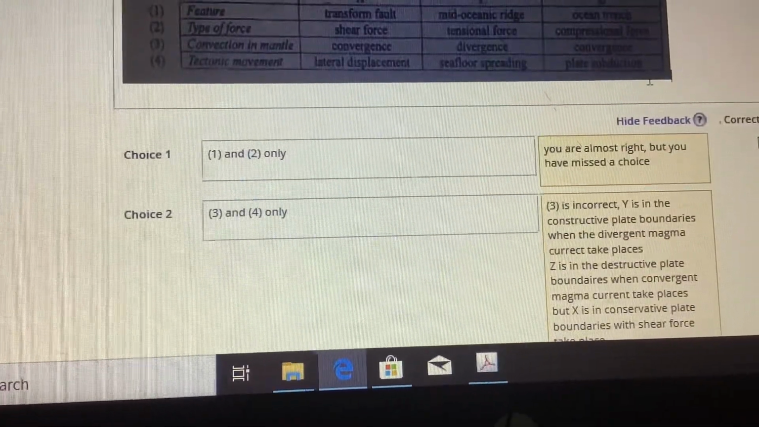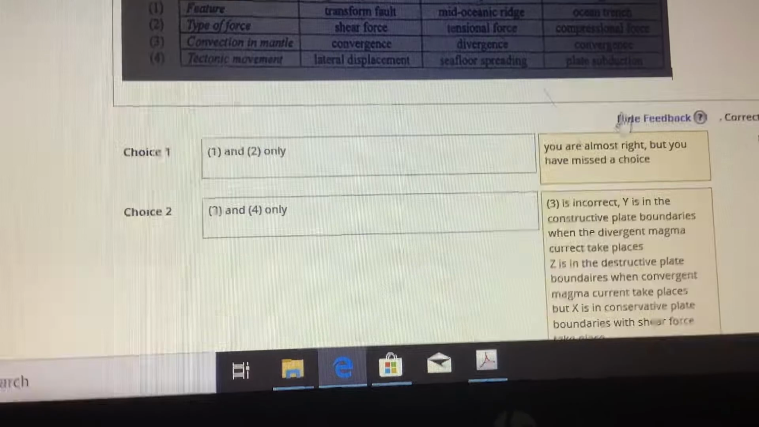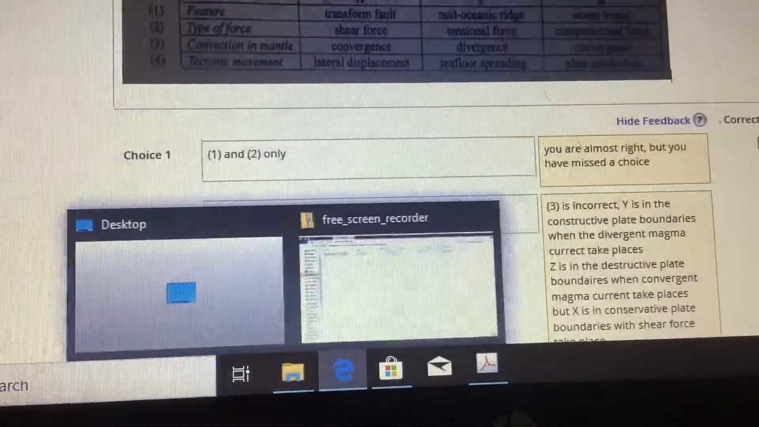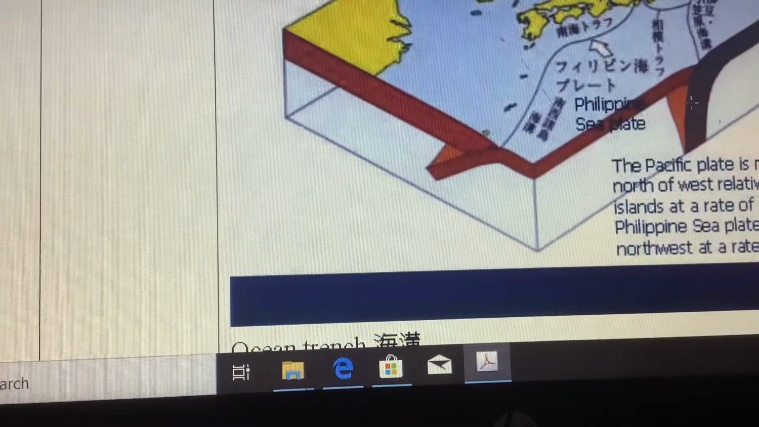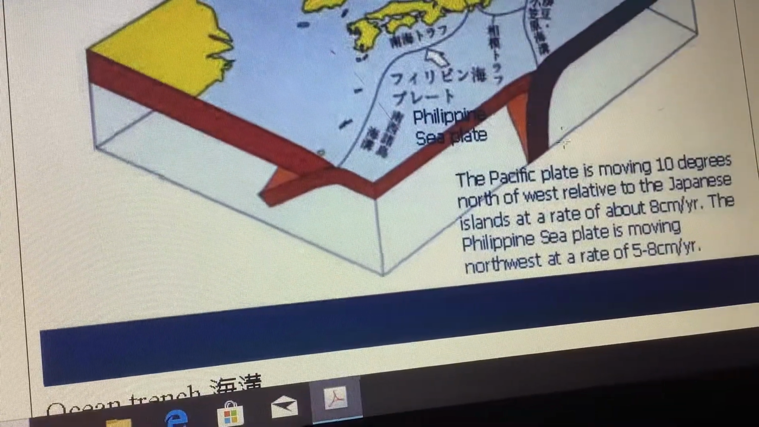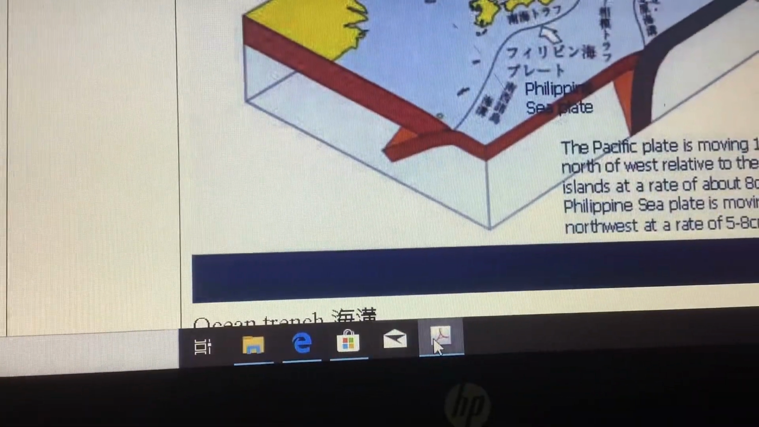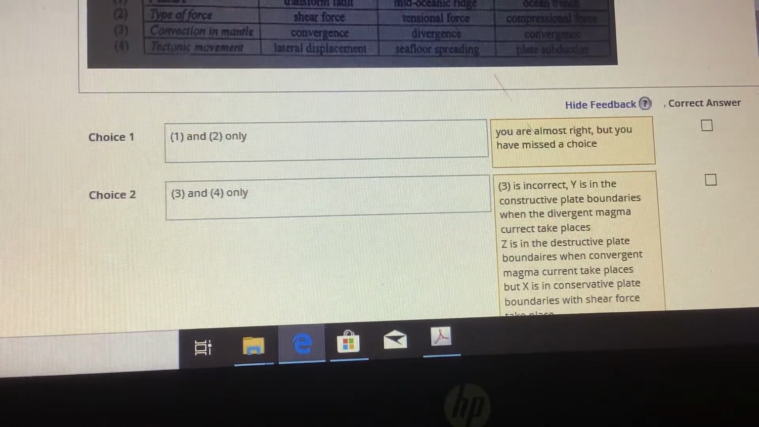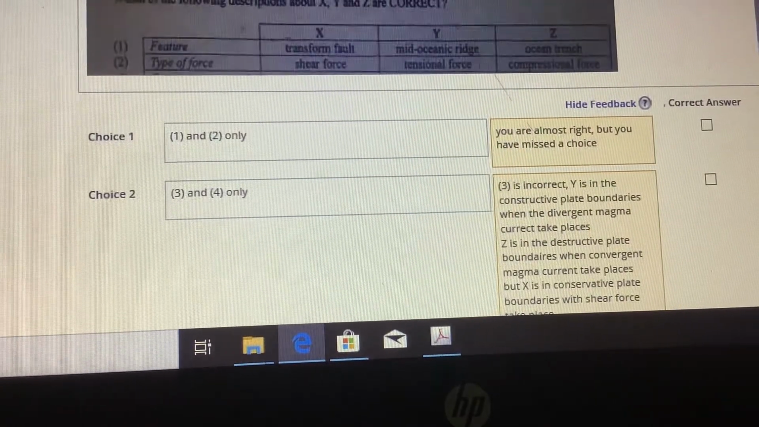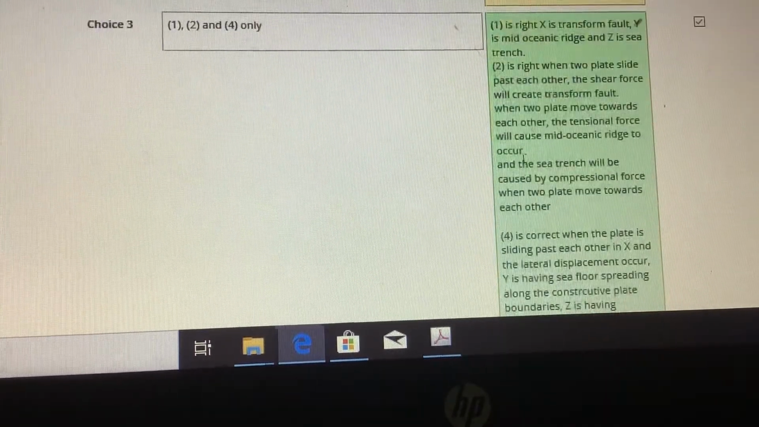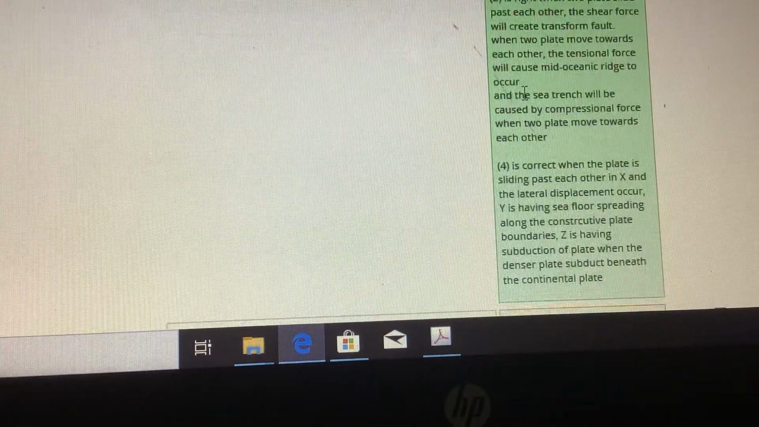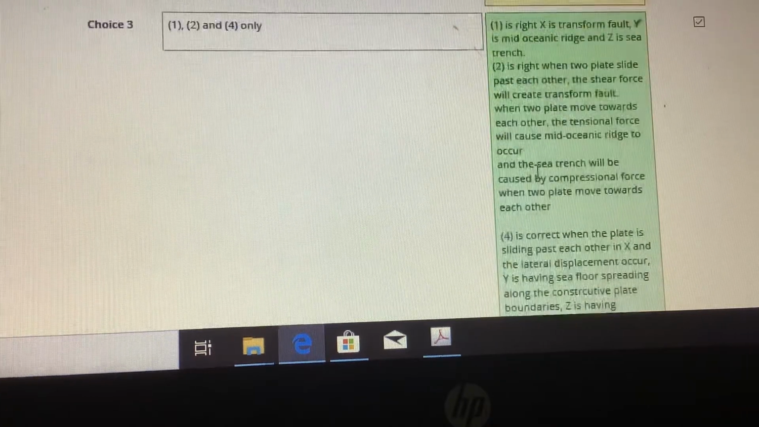As I have said before, what is subduction? Subduction is talking about this. So subduction is right. This is right, and then seafloor spreading is wrong. This is right also. So accordingly, number 1, number 2, number 4 is correct.